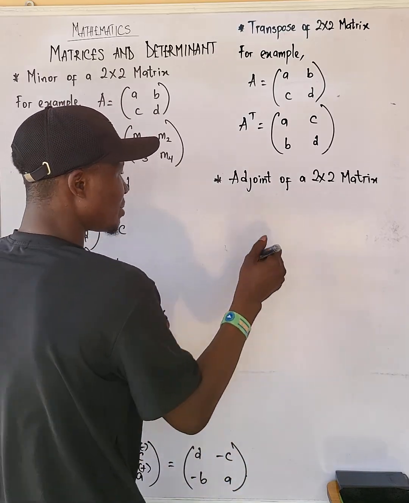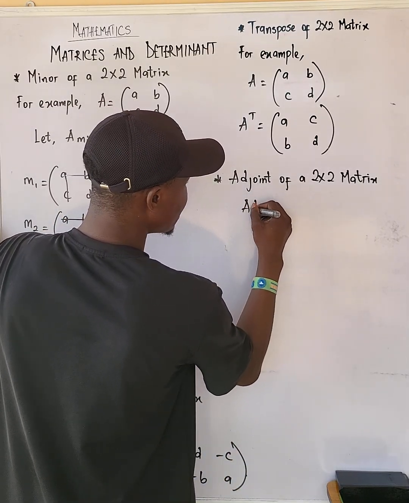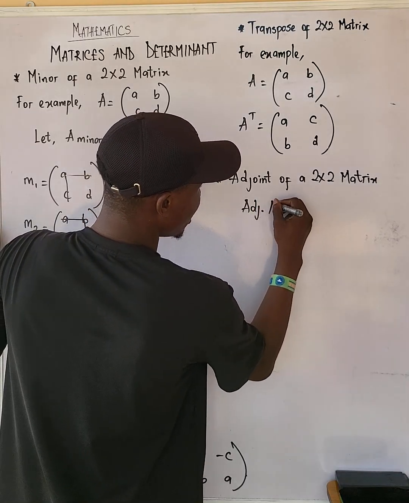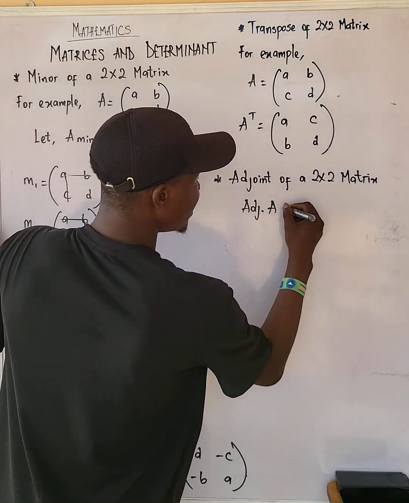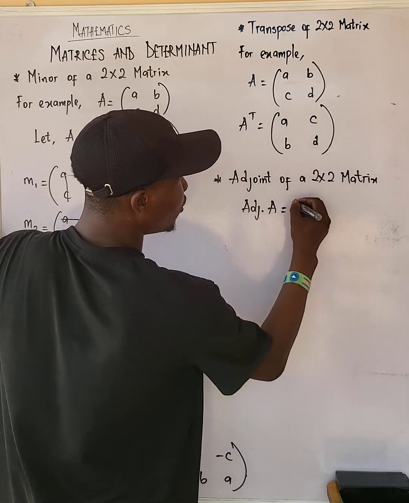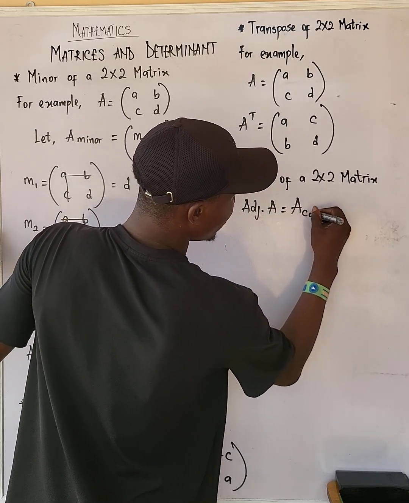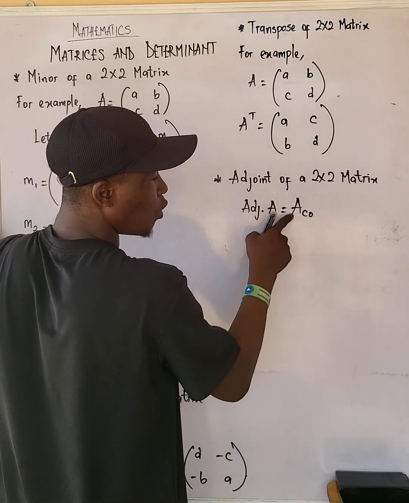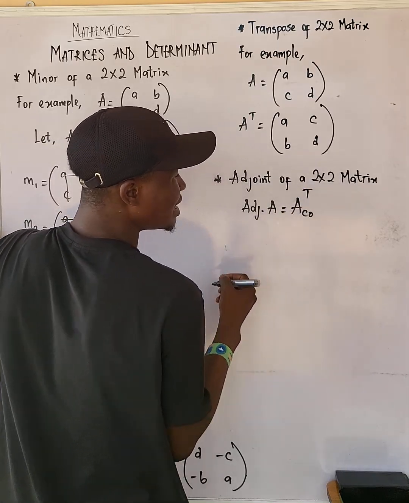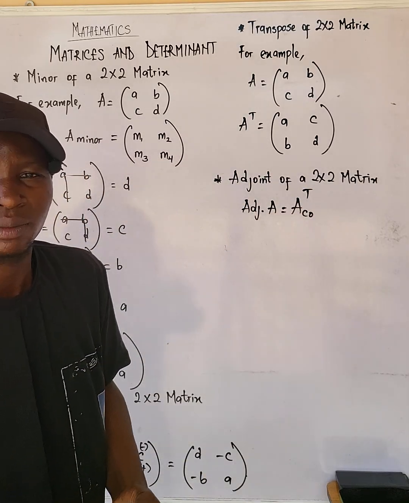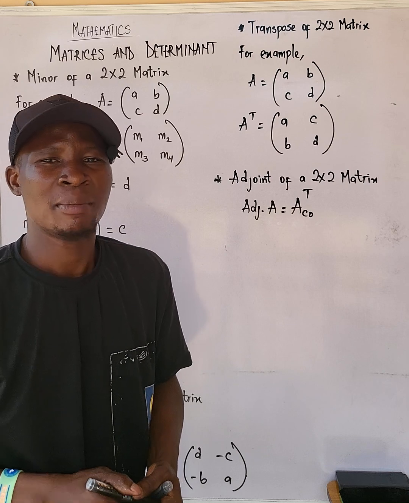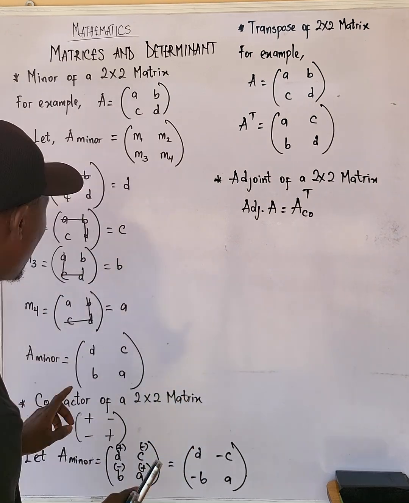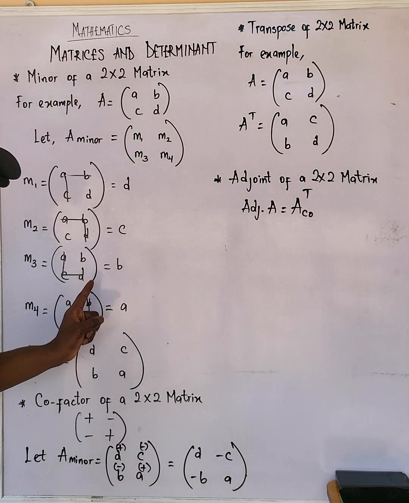Now, what am I trying to say? Mathematically, this is what we're trying to say. Let's say we have a matrix A. The adjoint of a matrix A is simply the transpose of its cofactor. I don't know if you get what I'm trying to say. Don't forget, before you can get the cofactor, you have to first get the minor.